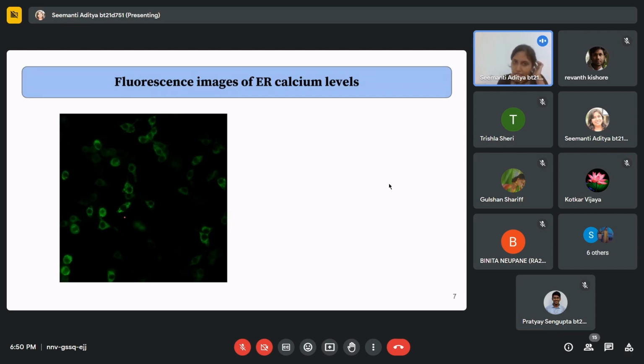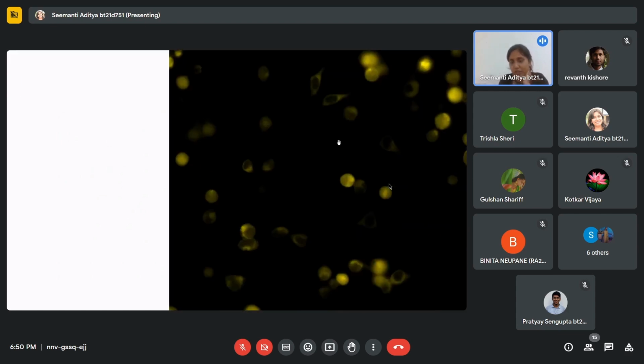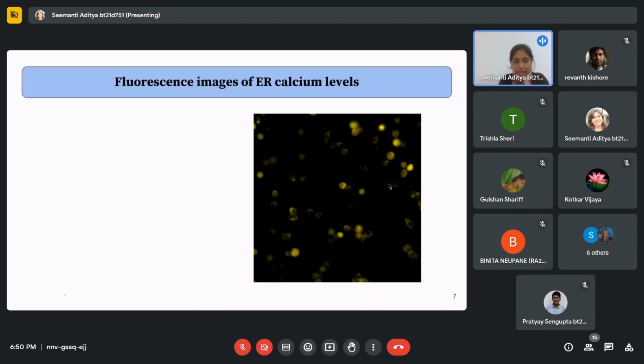This is another example. Here also you can see yellow colored cells, but this is not to measure calcium, it is to measure chloride. For ER chloride, the sensor is yellow color, so the cells are in yellow.